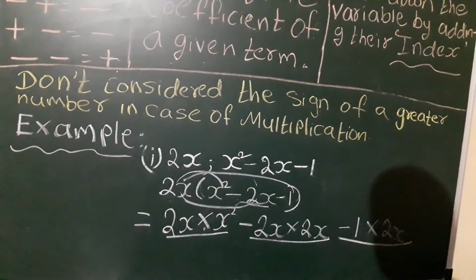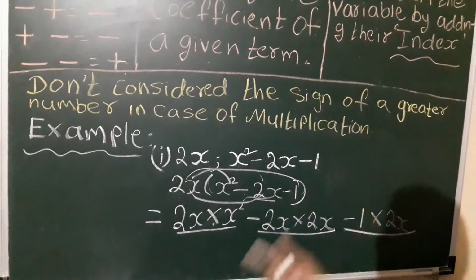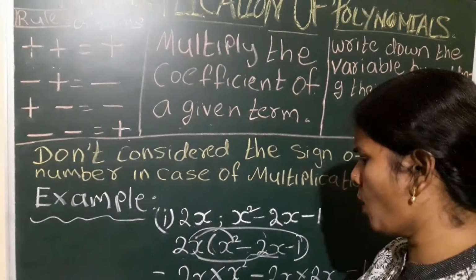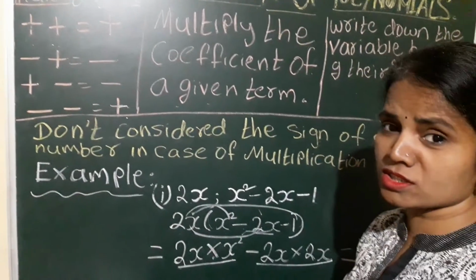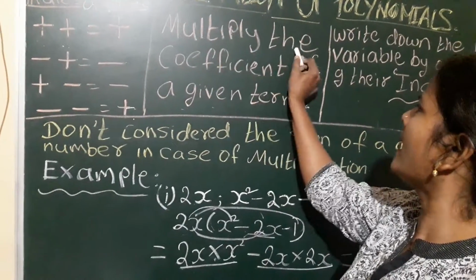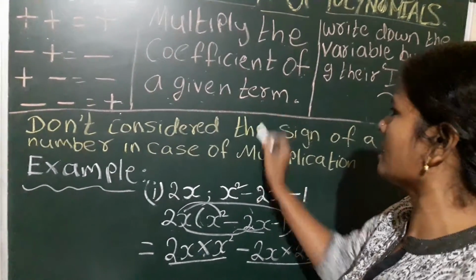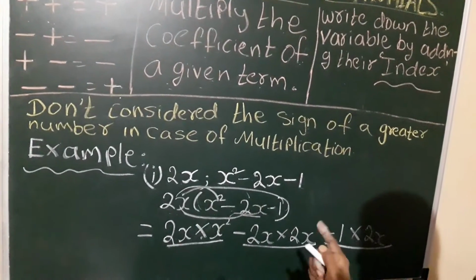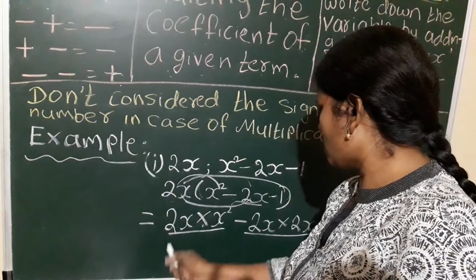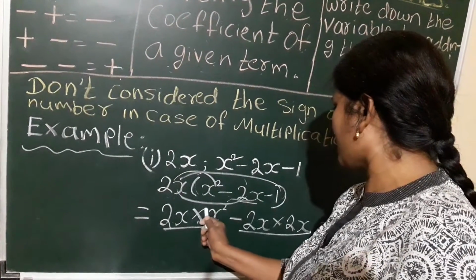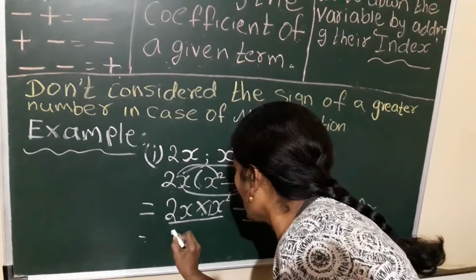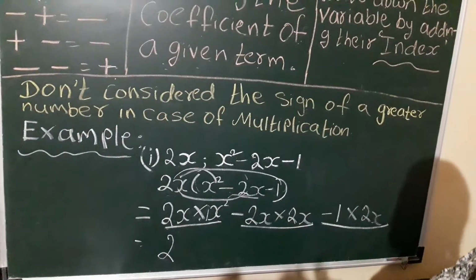Underline this. Now, what's the rule? Rule number 1 is the sign of the solution. Here both the terms are positive, so your solution will be positive only. Next step is what? Multiply the coefficient of the given terms. The coefficient of x is 2, and here the coefficient of x square is 1. So 1 twos are 2.